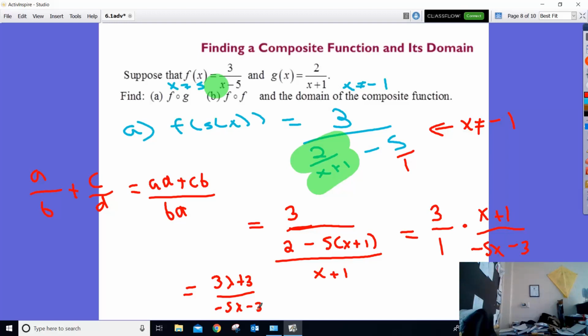You need to check domain here too. I guarantee you if you graph this thing, it'll be a very flashing point. Guarantee you it will be.